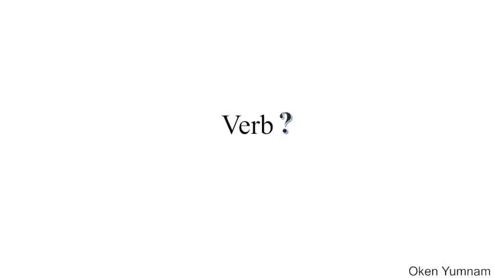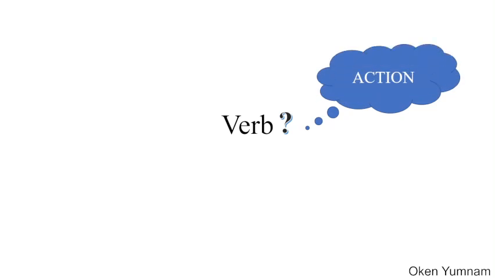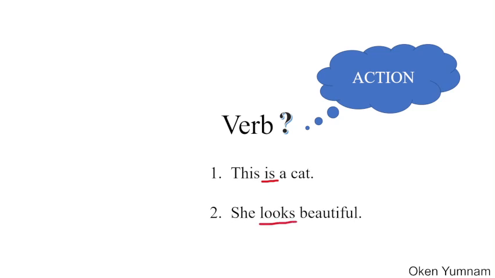Verbs. Now let's see what are verbs. The moment somebody asks what are verbs, most people say verbs are action words. But let's have a look at this sentence. This is Kate. She looks beautiful. Here we know that is and looks, these two are verbs. But you ask a question, what action are they doing? They are doing no action.